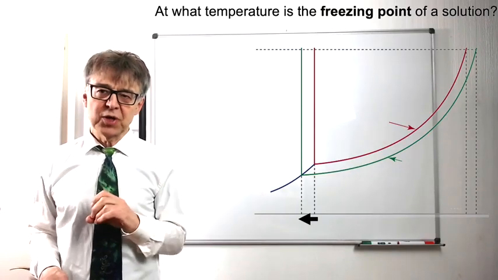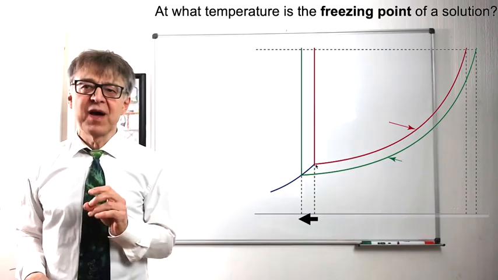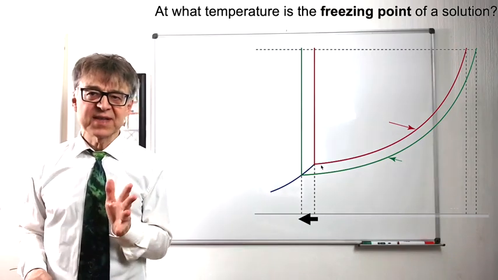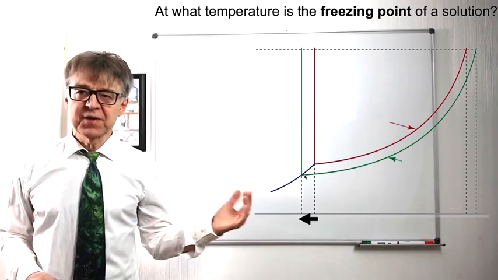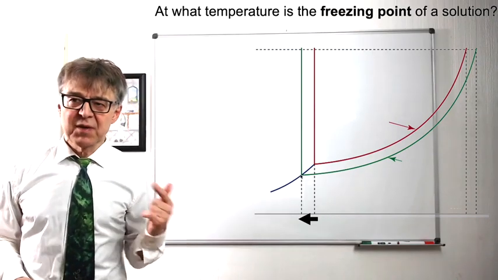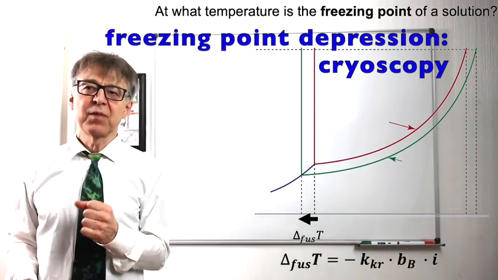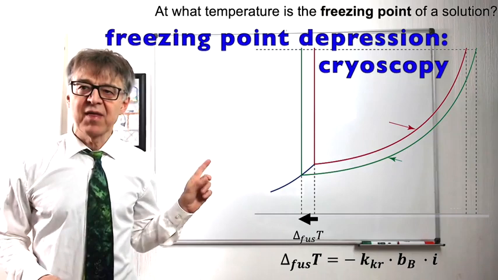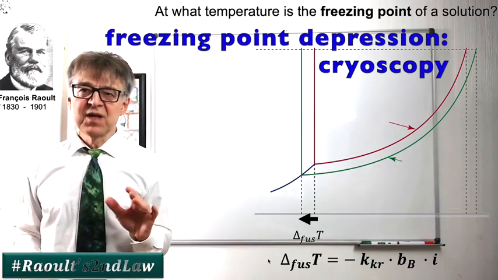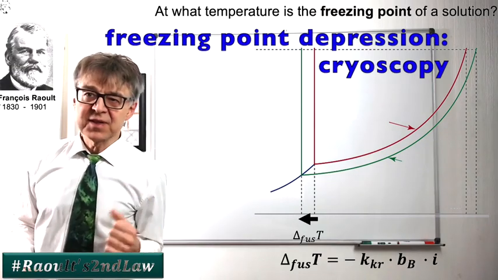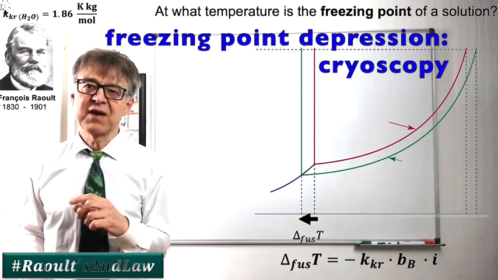A solvent freezes when liquid and solid have the same vapor pressure. That is, at the temperature where the vapor pressure curve and the sublimation pressure curve intersect. In the case of a solution, this intersection is shifted to lower temperatures. There is a so-called freezing point depression of a solution compared to the solvent, expressed by this equation, also known as Raoult's second law.